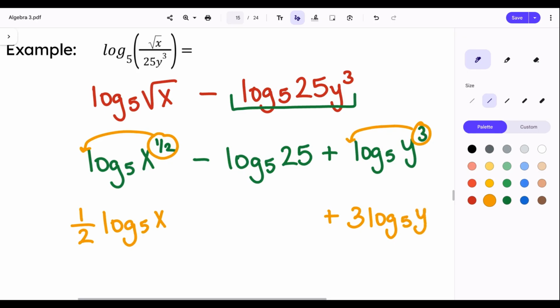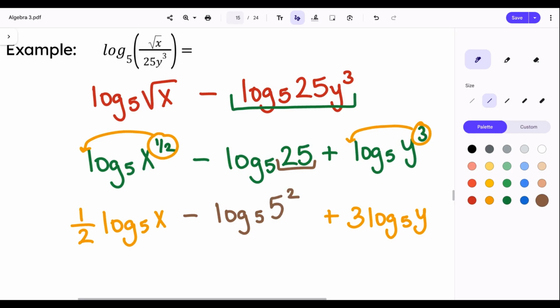and then plus 3 log 5y. Okay, I hesitated on that just a second because I was looking at that middle term, and there's something that we can do with this. Does anybody see what I saw? So you have that base, that little subscript of 5, right? What can I do with this 25? 25 is the same thing as 5 squared, right? So I could say this is minus log 5, and then rewrite the 25 as 5 squared.